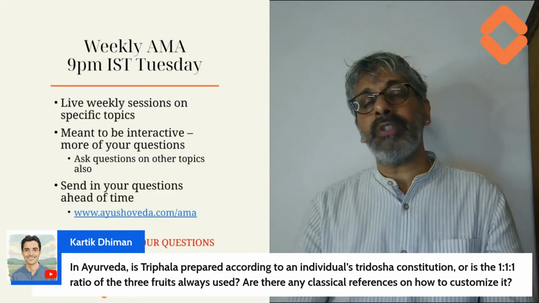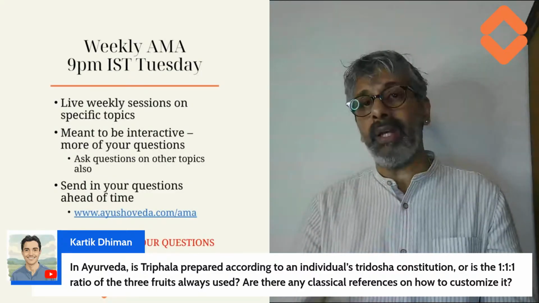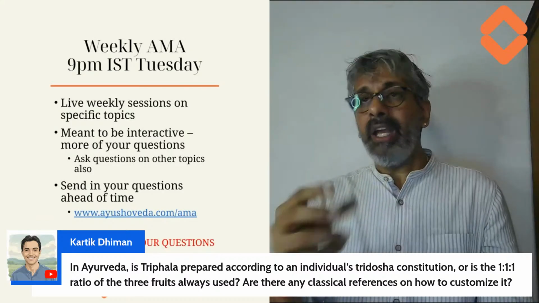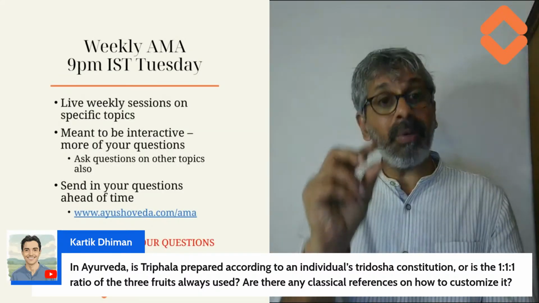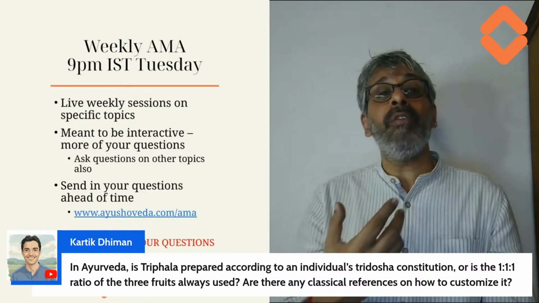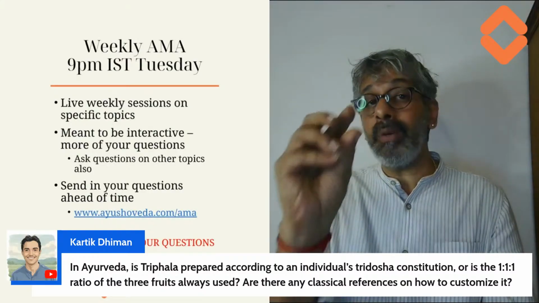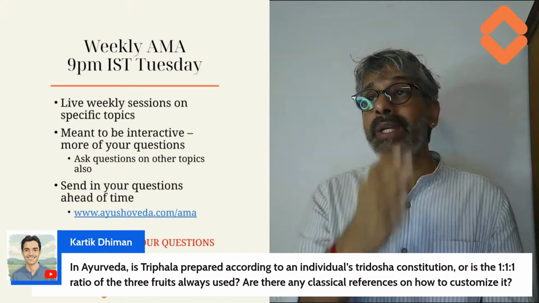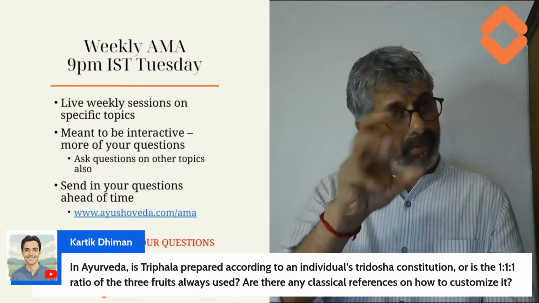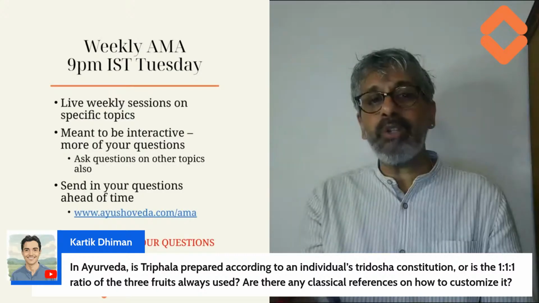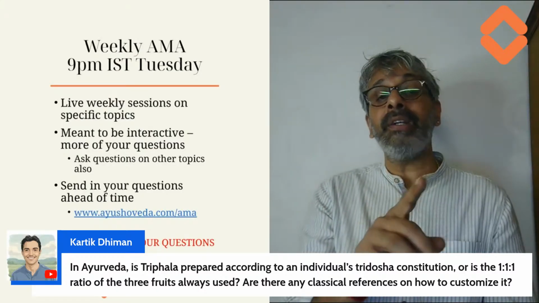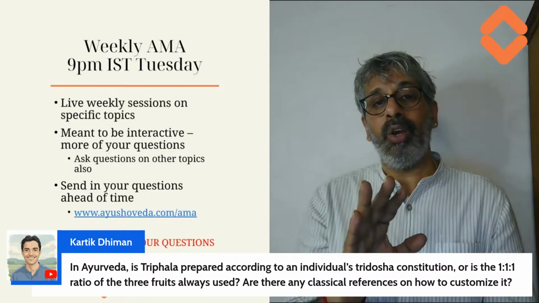If somebody is slightly constipated, then the Haritaki will be slightly on the higher side. If you want it to be more energy giving or rasayana, then probably Amla might be slightly on the higher side. If you have got breathing issues, then Vibhitaki might be slightly on the higher side. So you can change the ratio according to the person. Even if you change the ratio, it's still Triphala, as long as it contains only these 3 things.